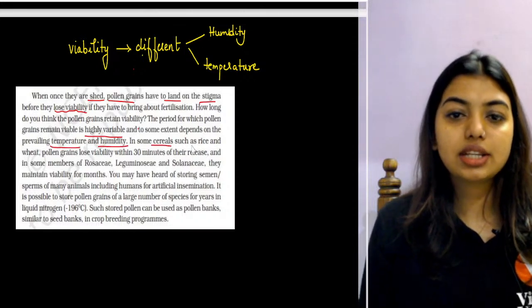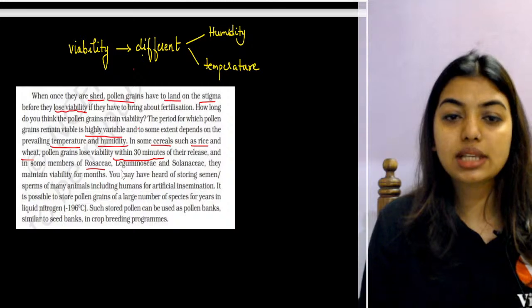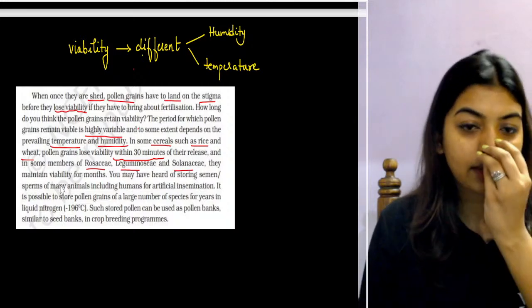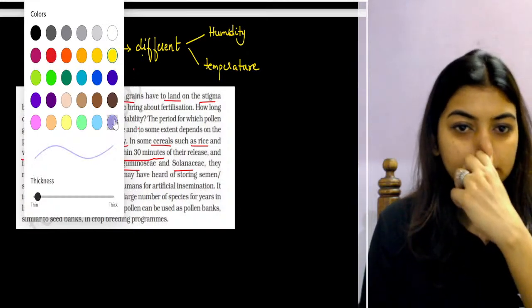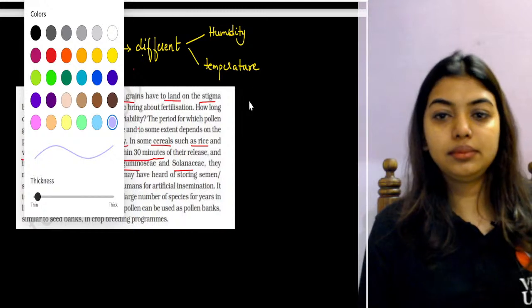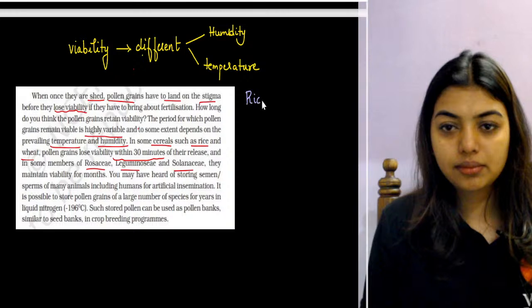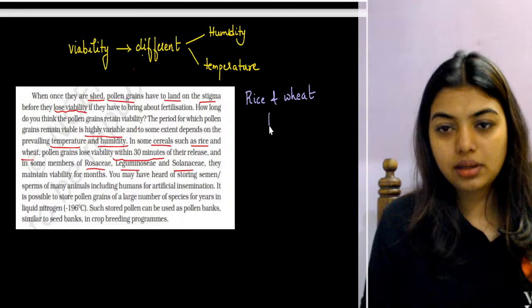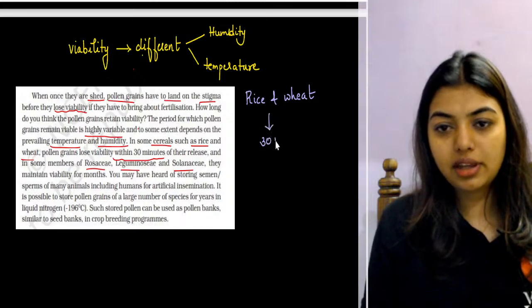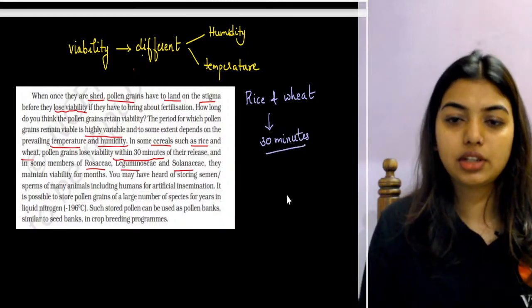In some cereals such as rice and wheat, pollen grains lose viability within 30 minutes of their release, and in some members of Rosaceae, Leguminaceae, Solanaceae, they maintain the viability for months. So this is the way to remember this. Look here, rice and wheat seeds will be viable for 30 minutes. Okay, viability is for 30 minutes.